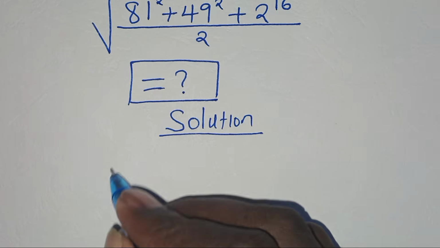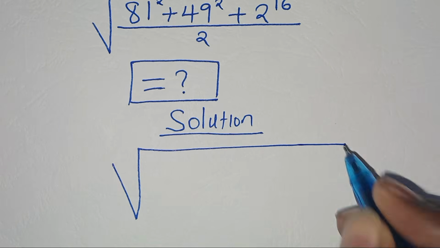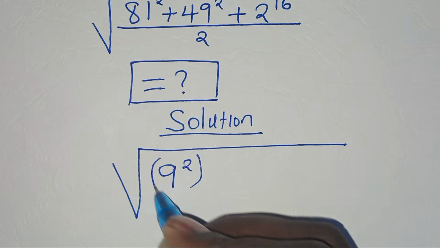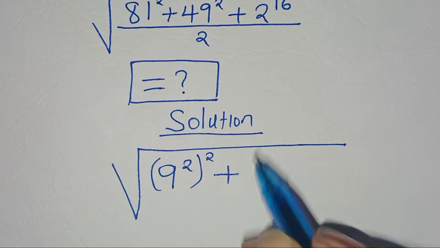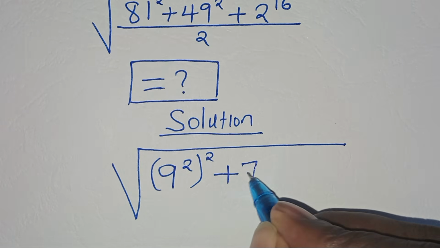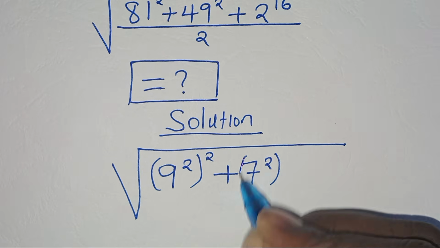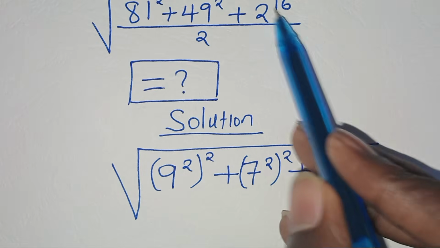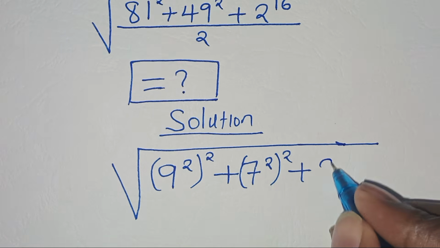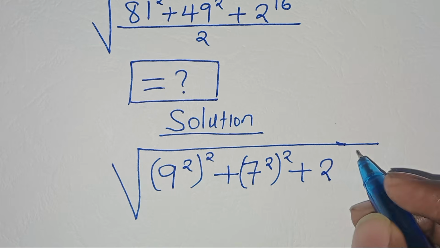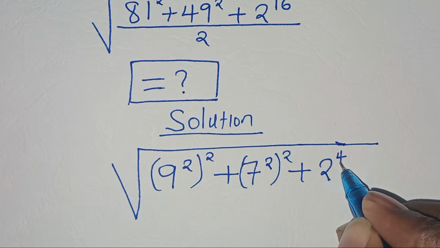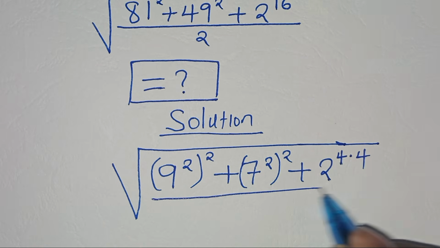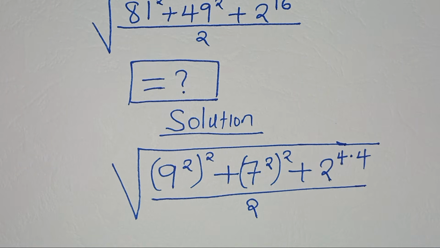So this means that we have the square root of 81, which is the same thing as 9 to the power of 2, then raised to the power of 2, plus 49. We can express 49 as 7 to the power of 2, then raised to the power of 2, then plus 2 to the power of 16, which we can express as 2 raised to the power of 4 multiplying by 4. Everything here divided by 2.